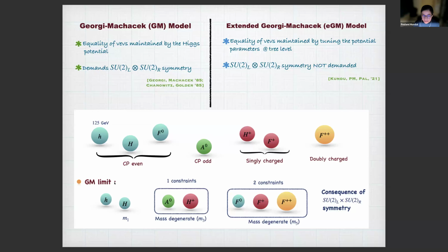But in the Georgi-Machacek model, because of this SO(2) cross SO(2) symmetry on the potential, these form a triplet under the custodial SO(2), and these are mass degenerate. As well as these 5 candidates with the H minus minus and the H minus, this actually forms a 5-plet structure under custodial SO(2), and this is also mass degenerate. So in the extended Georgi-Machacek model, we do not have this mass degeneracy. So this is one major difference.